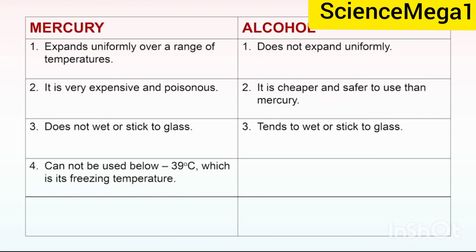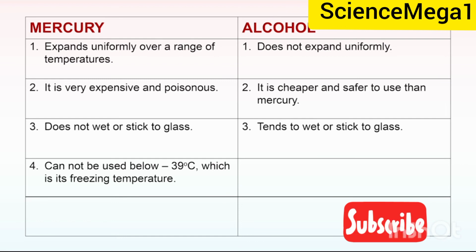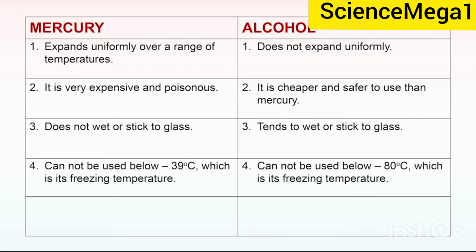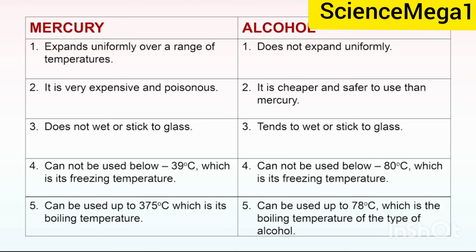Mercury cannot be used below minus 39 degrees Celsius, which is its freezing temperature. Alcohol, in turn, cannot be used below minus 80 degrees Celsius, which is also its freezing temperature. Mercury can be used up to 375 degrees Celsius, which is its boiling point. And alcohol can also be used up to 78 degrees Celsius, which is the boiling temperature of the type of alcohol. And that's about it for today's lesson.